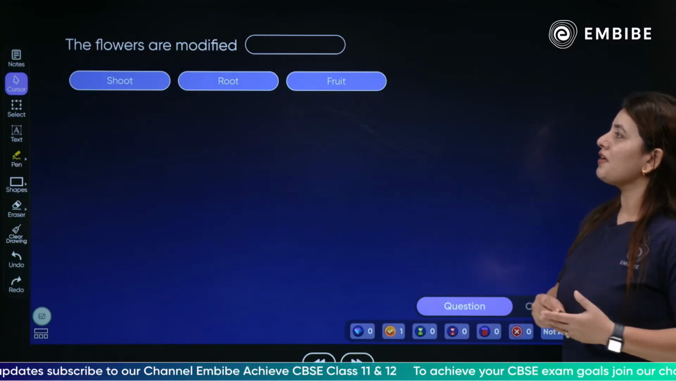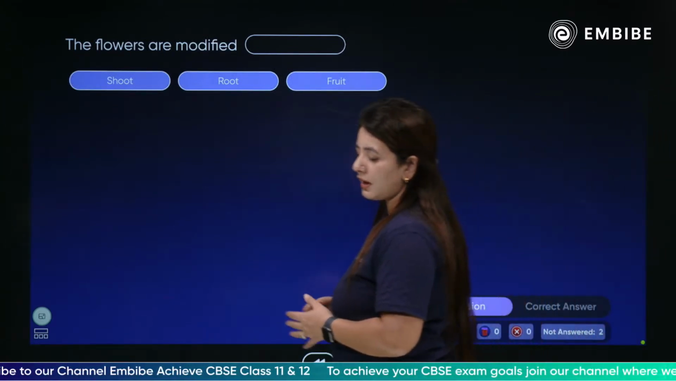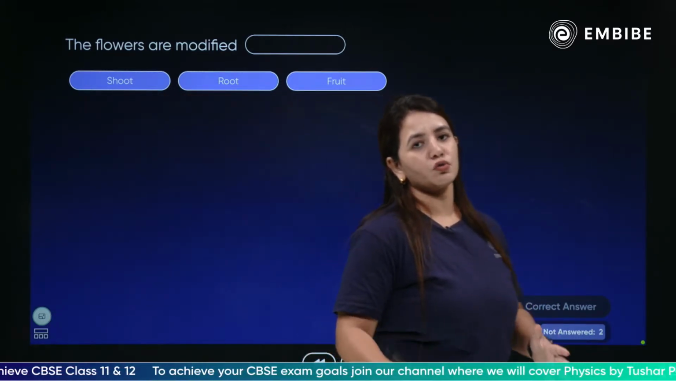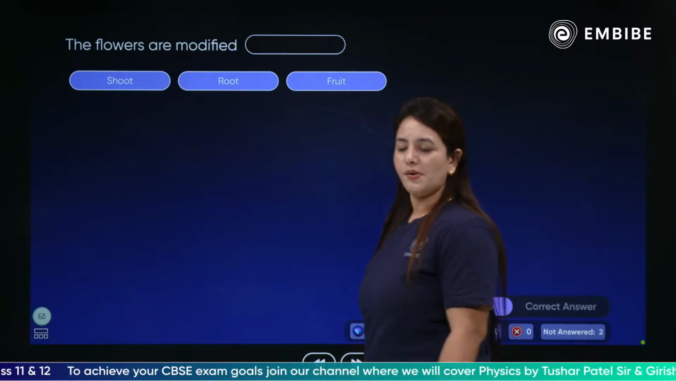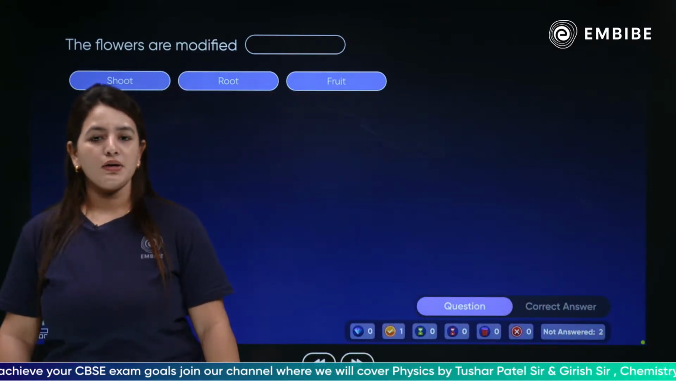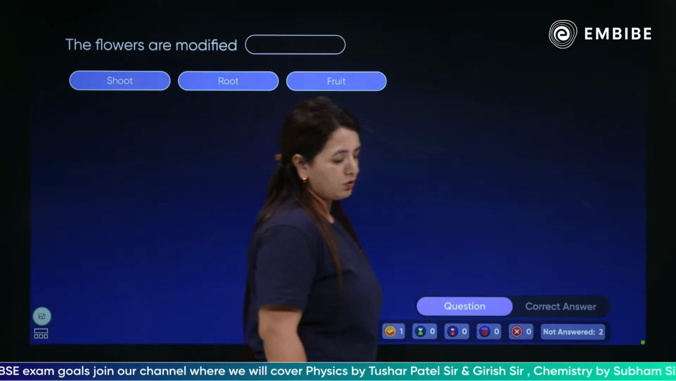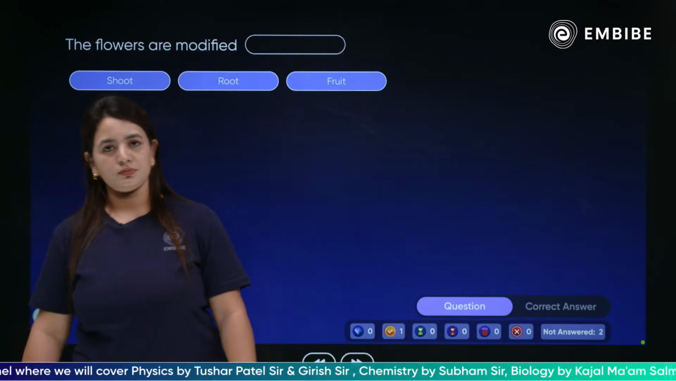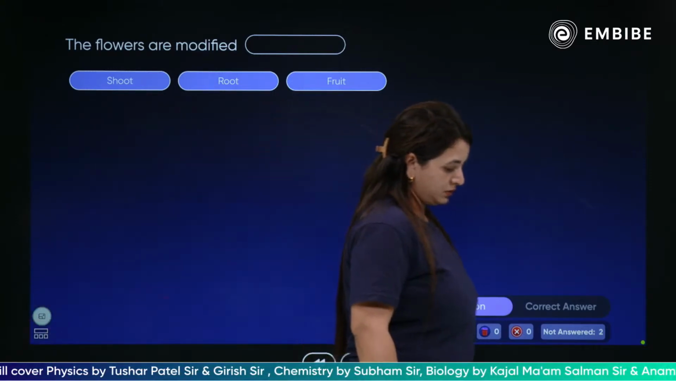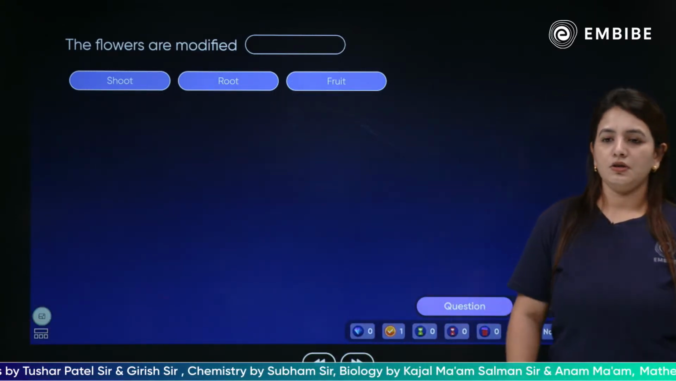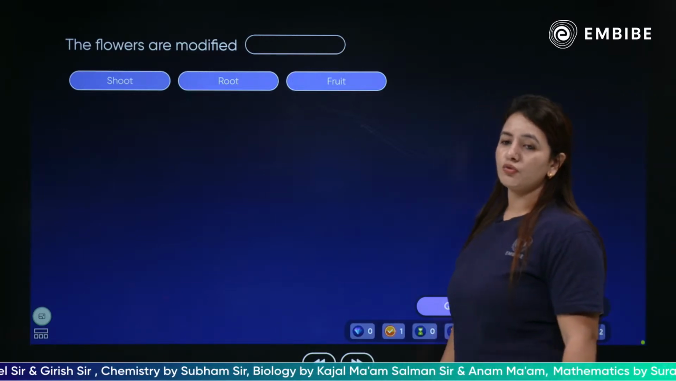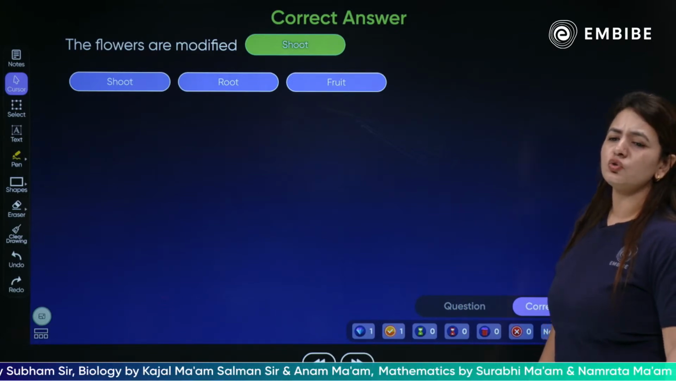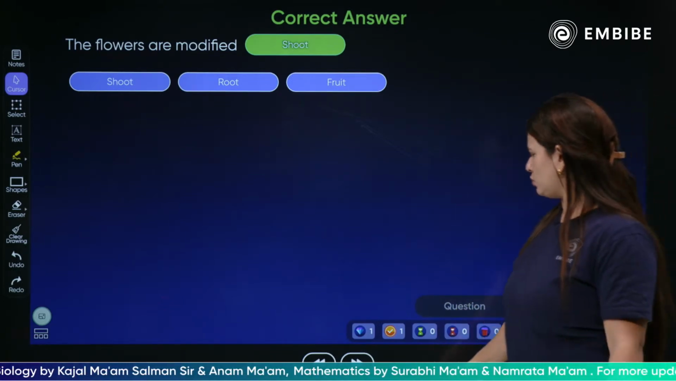Flowers are modified shoot, root or fruit. What do you think flowers are? Flowers are modified shoot, root or fruit. Yes, absolutely true. The flowers are modified shoot. This is so common, so easy.